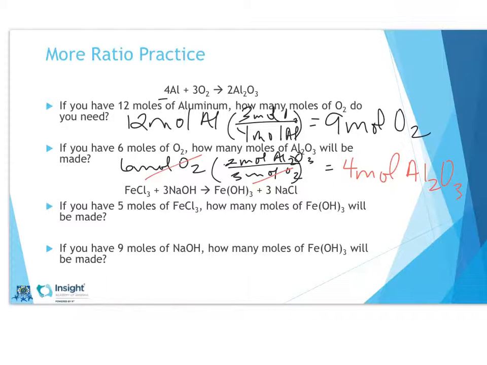Alright, so pause the video, see if you can get the 2 for this next equation done. Then start it back up and see if you got it right. So go ahead and pause.